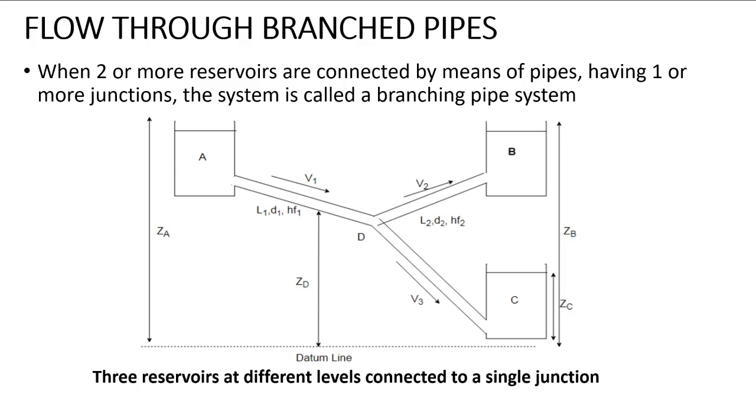When two or more reservoirs are connected by means of pipes having one or more junctions, the system is said to be a branching pipe system. See, these reservoirs are connected to each other by means of pipes and have one junction. On this, a three reservoir problem is solved: three reservoirs at different levels which are connected at a single junction.